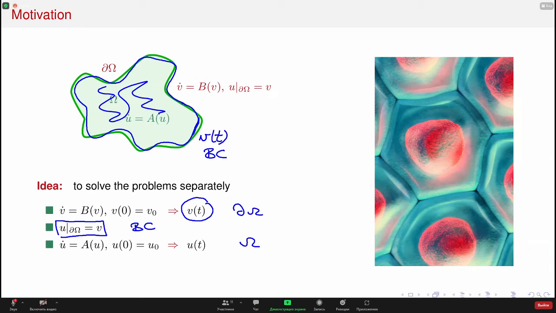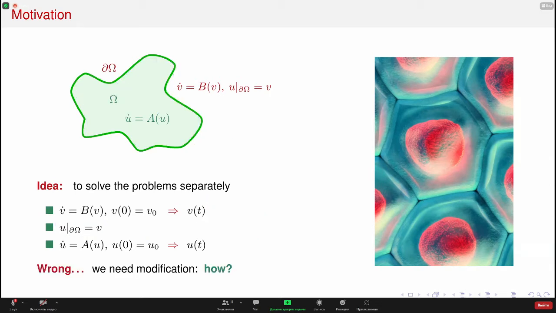However, when doing the numerical experiments, it turns out that it is wrong. I will tell you what wrong means, because we will have some kind of numerical solution, of course, but it turns out that it doesn't converge in the expected order. I will speak about this. I will define what it means. So we need some modification, and this is the question: how to modify this idea.